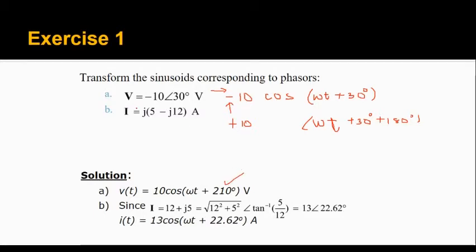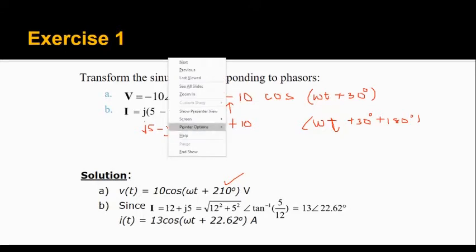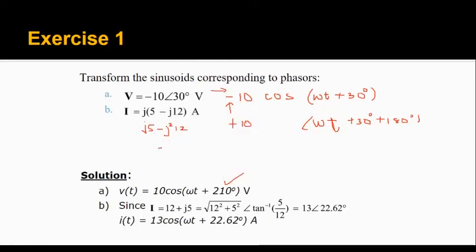How about this one? Since your I is actually j5 minus j12, we write this down as j5, multiply first, and then you have minus j squared 12. j squared is actually minus 1, so you have minus 1 times minus 1. That's why you get 12 plus j5.